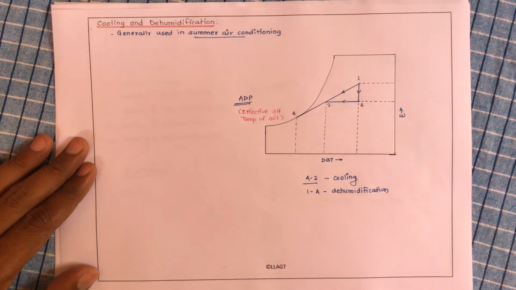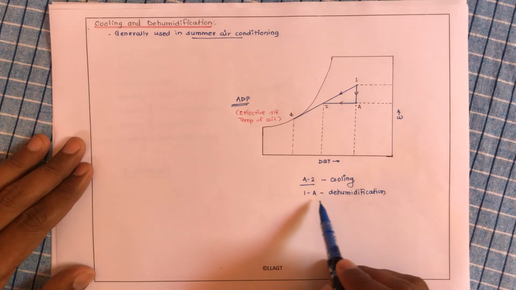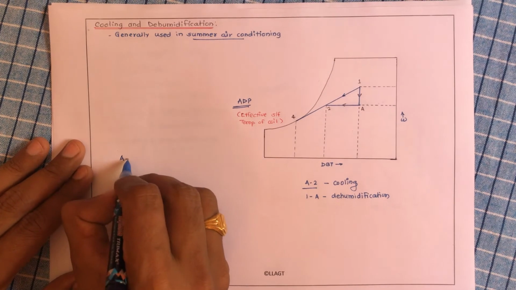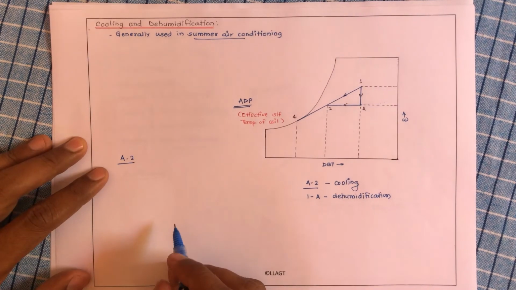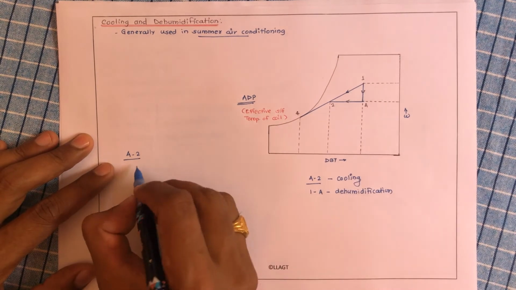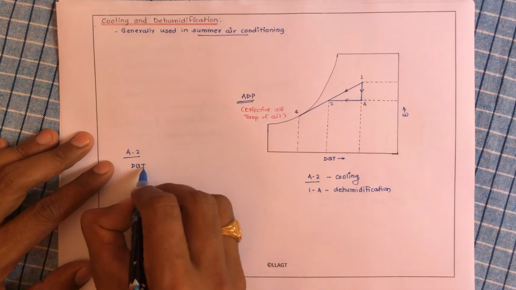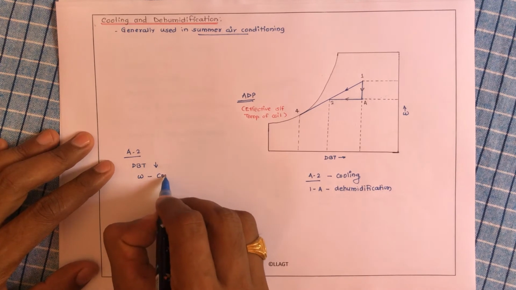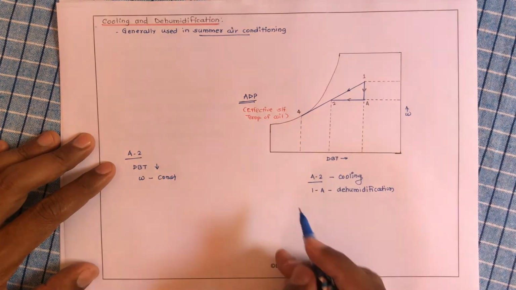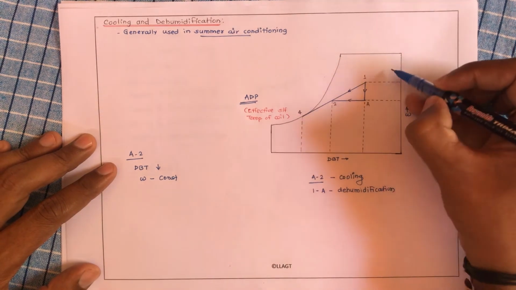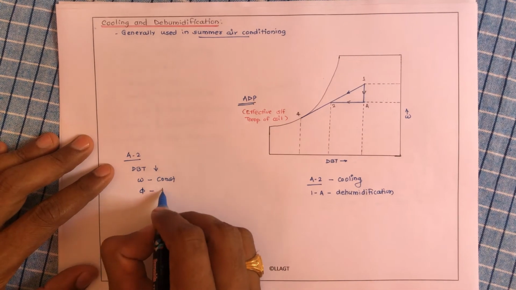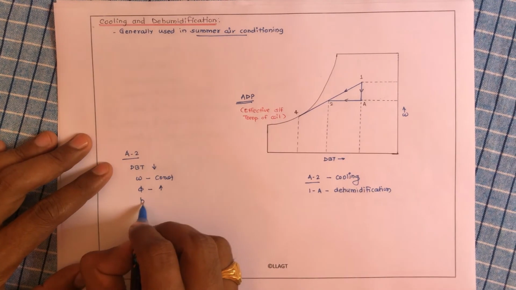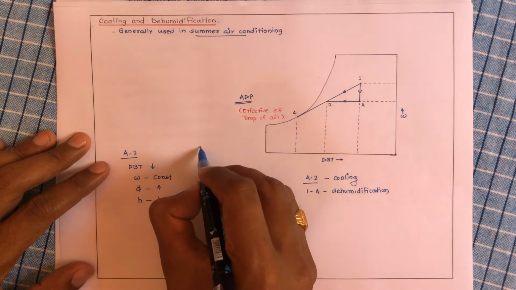Now, once again by way of repetition, what is happening during the cooling process and what is happening during the dehumidification process? During process A to 2, that is the cooling process, what will happen? The dry bulb temperature goes on decreasing. What will happen to the specific humidity? The specific humidity remains constant. What will happen to the relative humidity? The relative humidity goes on increasing. And what will happen to the enthalpy? The enthalpy goes on decreasing.